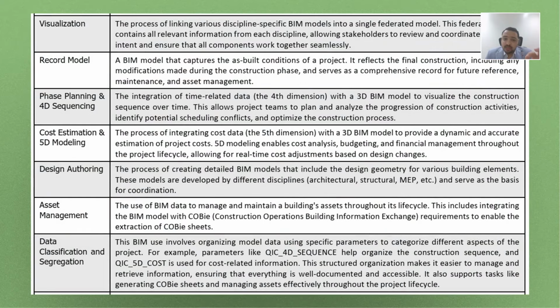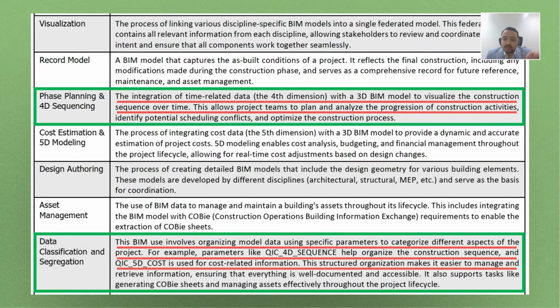Also in the BIM execution plan there are some requirements, as you see, for phasing and planning, and in the first sequence they define the 4D model for you. In the bottom part, in data classification and segregation, they ask you to put 4D parameters on your model, so you can then link it by auto-matching rules. You need to speed up and automate the process.